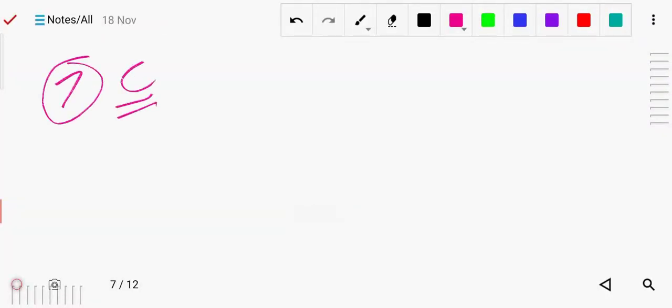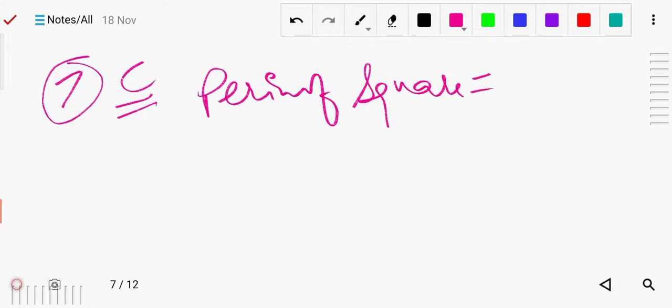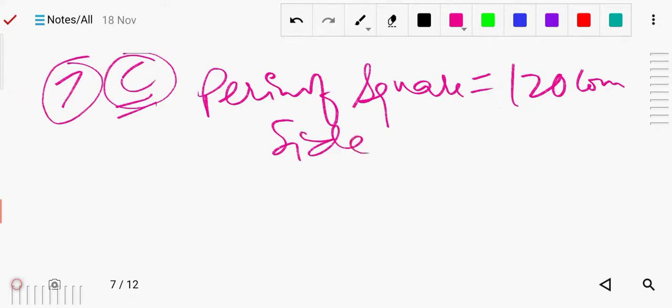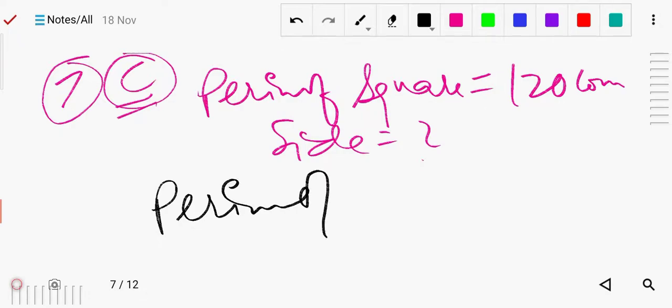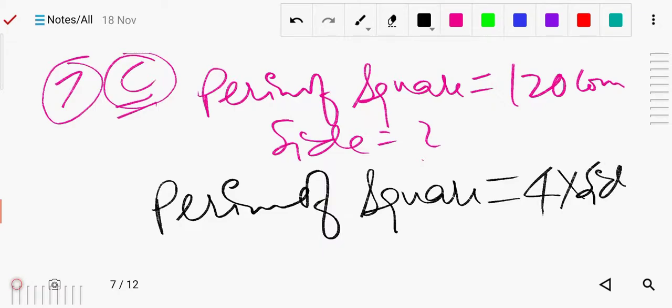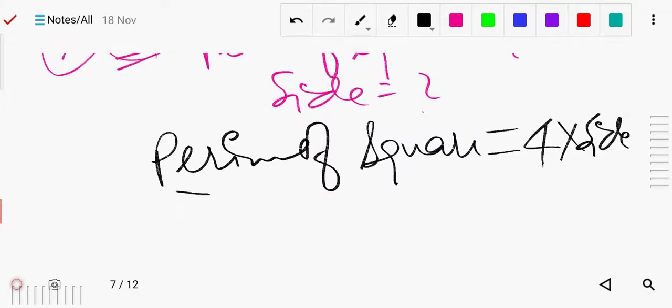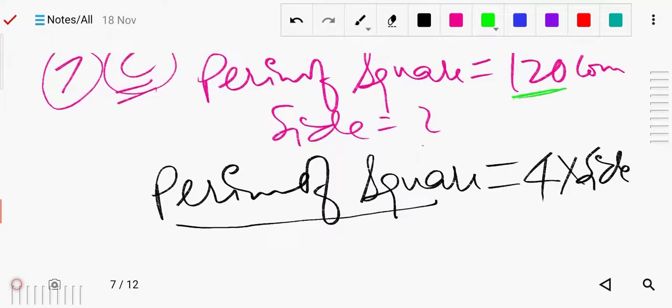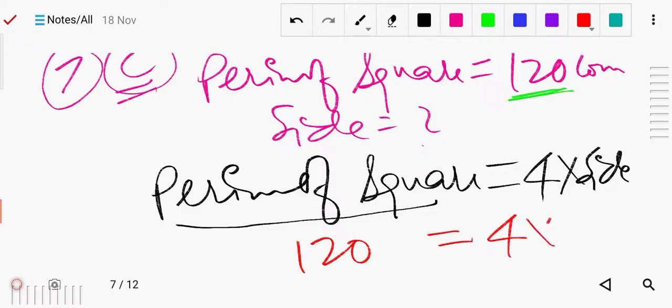So here the perimeter of the square is given. How much? Part C we are solving, so it is given as 120 centimeter, and we have to find the side. First we write the formula of the perimeter. Perimeter of a square equals 4 into side. The perimeter is given as 120, so write 120 here, and 4 into side.